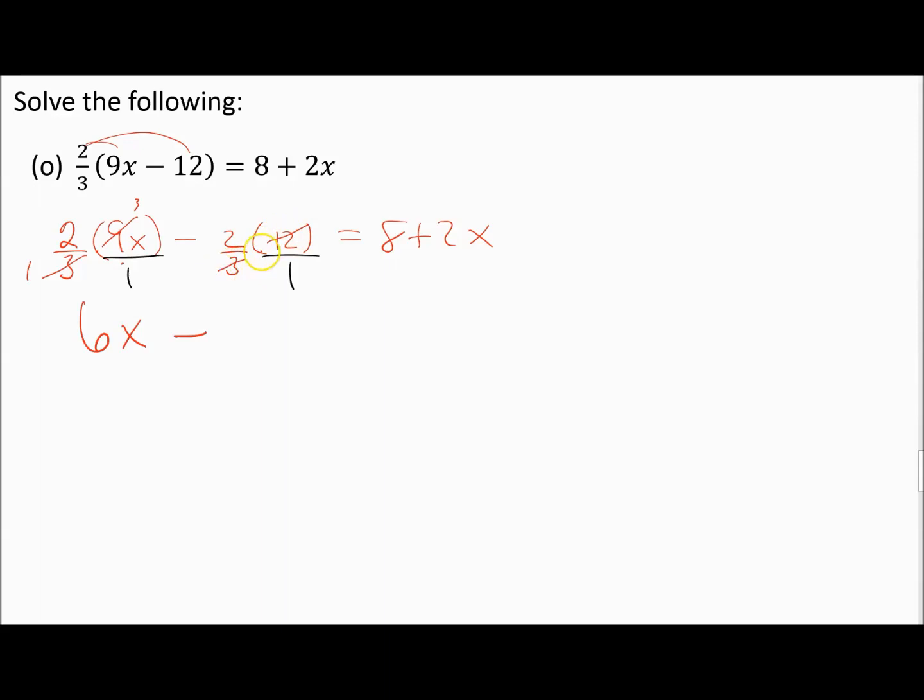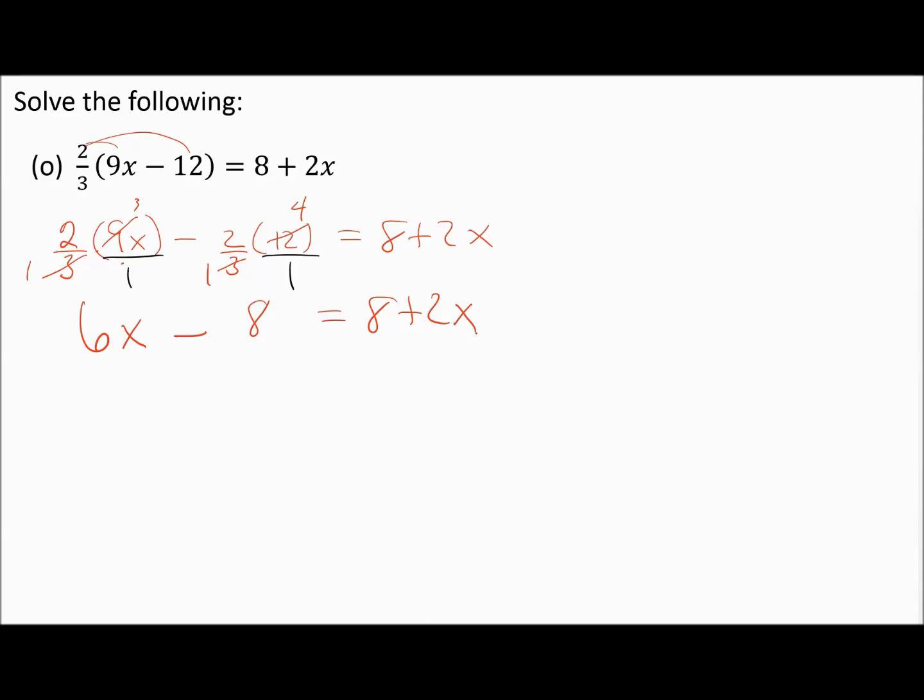Now, 3 and 12 have a common factor of 3, so 3 goes into 3 once, into 12 4 times. And I say 2 times 4 is 8. And in the denominator, 1 times 1 is 1. And again, we don't have to write that 1. Equals 8 plus 2x. All right, so we have simplified the left-hand side. The right-hand side we couldn't do anything with.